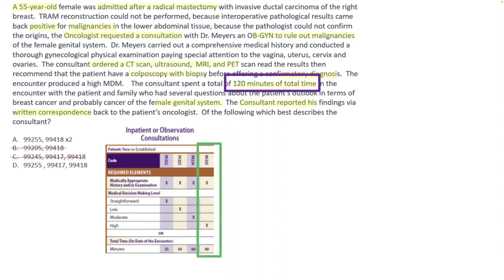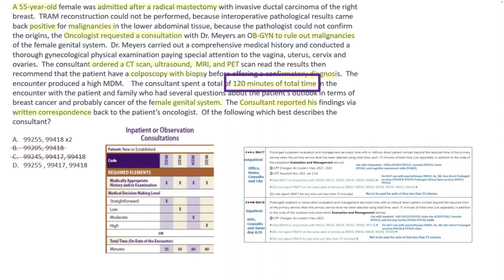So let's get back to it. We're going to look at our chart. We're going to go as high as we can go. 80 minutes is it. And 80 minutes produces 99255. So that is our consultation code. Anything beyond 80 minutes is prolonged services. So we can go right to our codes, right?